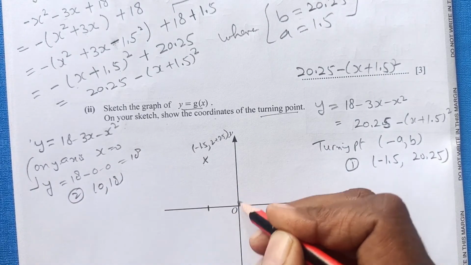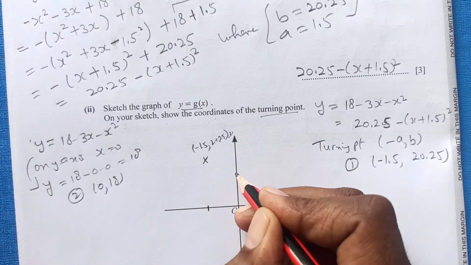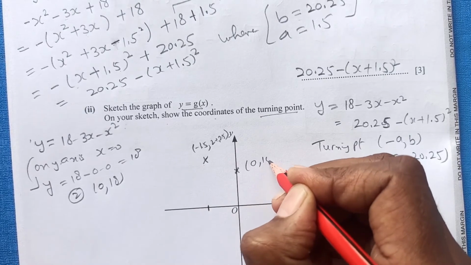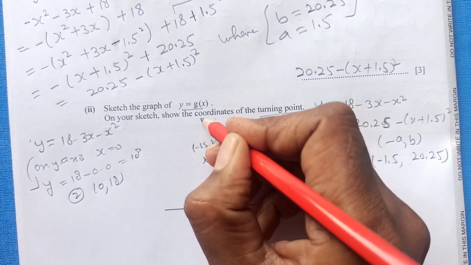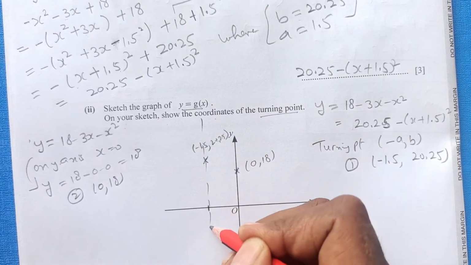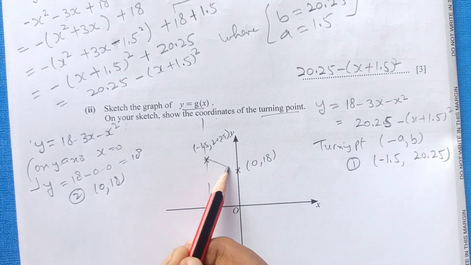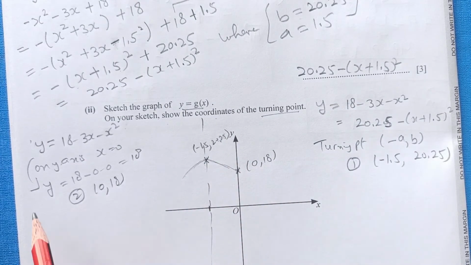So here is 0 and 18, this is 20.25, so it will be somewhere here, which is the point that intersects this y-axis. So if this is a turning point, that means this will be a line of symmetry here and our curve will go like this, okay, from here also like this. So now what else do you need?